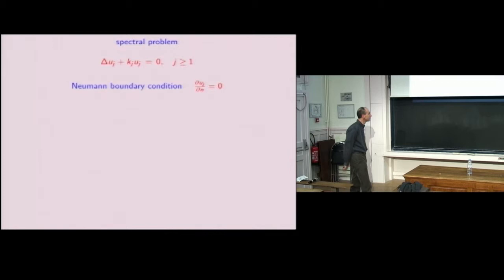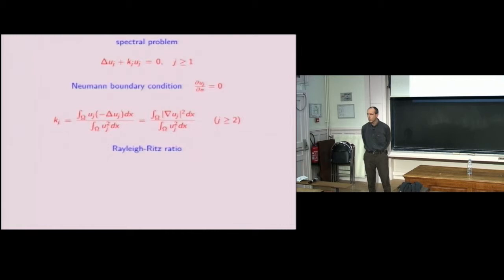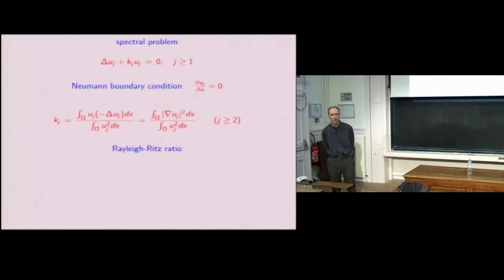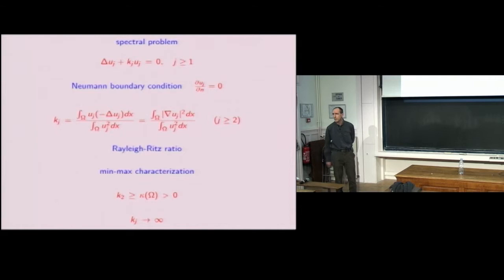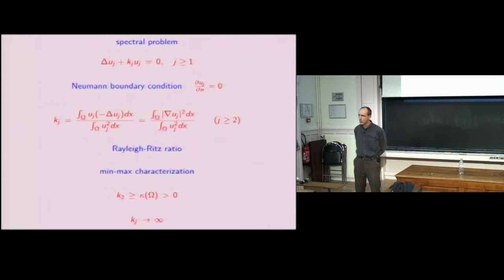And he's describing each eigenvalue by the classical Rayleigh-Ritz ratio using integration by parts. And together with a kind of min-max argument, although probably Poincaré was not so rigorous on this point here, he was able to provide a lower bound on the K2, which is actually the first non-trivial eigenvalue of the spectral problem. And at the same time, he was able to show that the sequence of eigenvalues is converging to zero. So this is what we can find in Poincaré's paper.